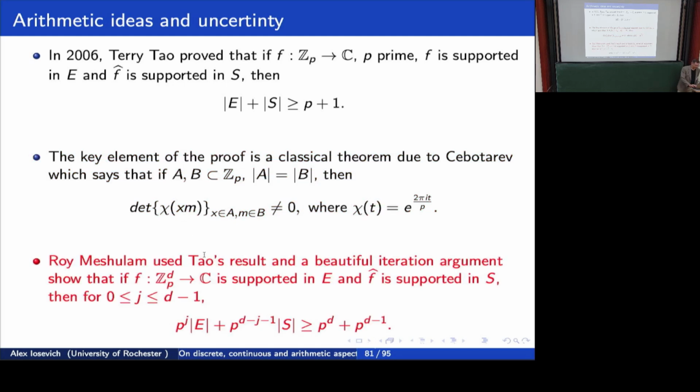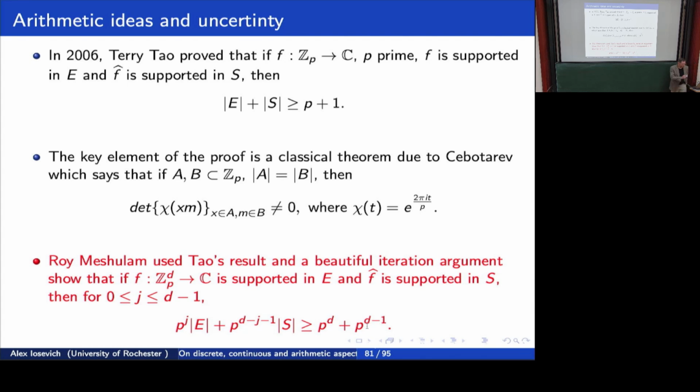And Roy Meshulam wrote a really beautiful paper where he used Tao's result in an iteration argument where he showed that if F maps Z_P^d to complex numbers, so a signal in Z_P^d, and F is supported in E, and F hat is supported in S, then if j is between 0 and d minus 1, you have the following version. You have P to the j times the size of E, plus P to the d minus j minus 1 times the size of S is bounded from below by P to the d plus P to the d minus 1, which of course reduces to Terry's estimate in 1.